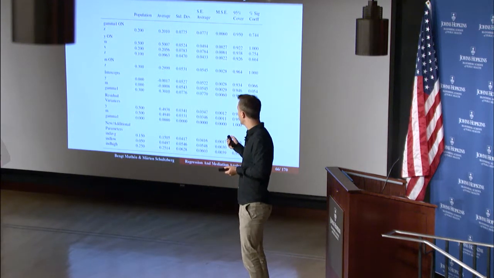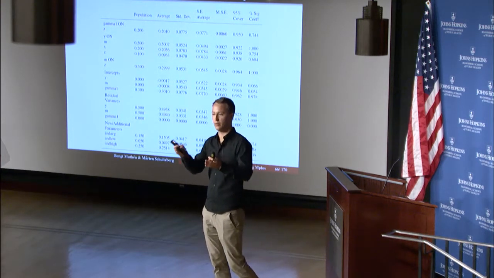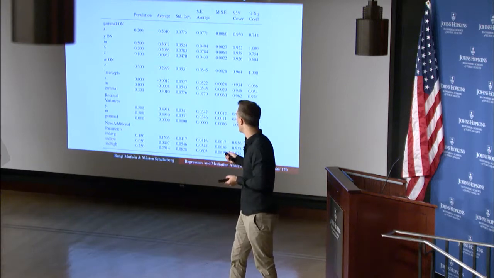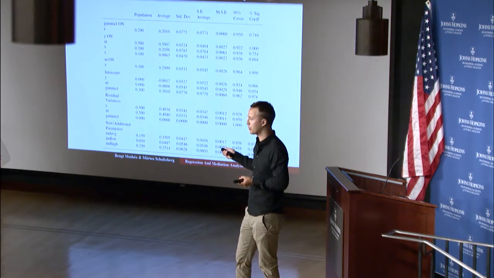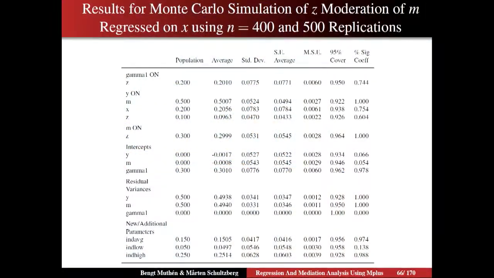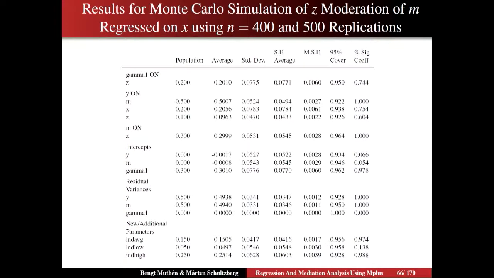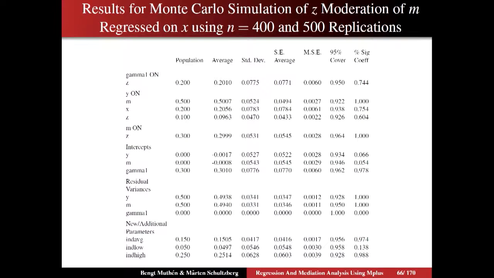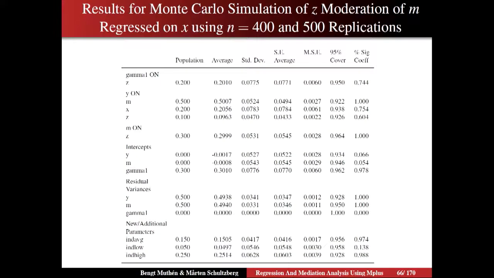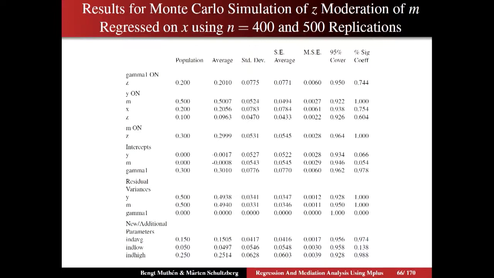And the average, because these results are the summaries of the 500 replications that we did. So the average of all the 500 point estimates for this parameter was 0.201, which is very close to 0.2. So on average, it did really well. And then we have the standard deviation, which is the empirical standard deviation of all these estimates. So you just calculate the standard deviation of these 500 point estimates. And that should correspond to the standard error average, right? Because the standard error is the estimate that we get for each of these replications that should correspond to the empirical standard deviation. So if everything goes well, then these should be comparable.